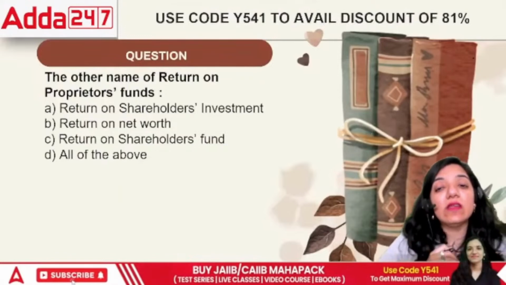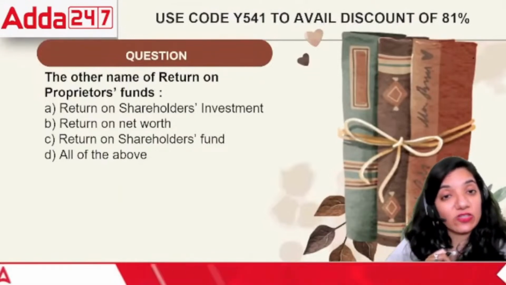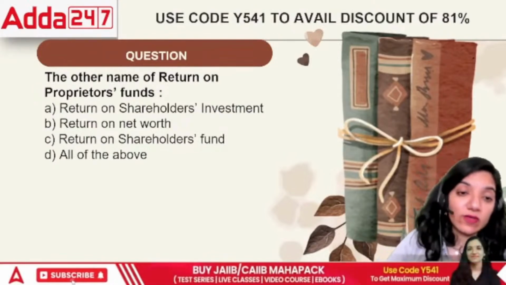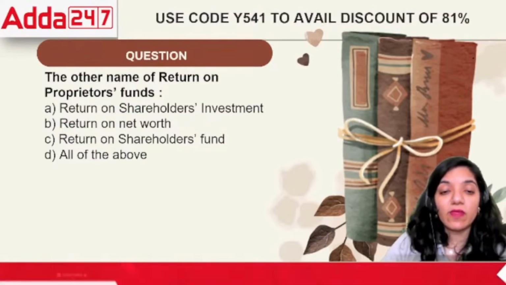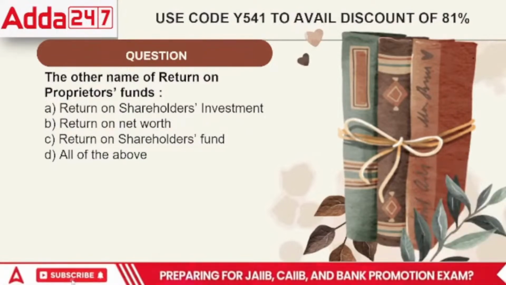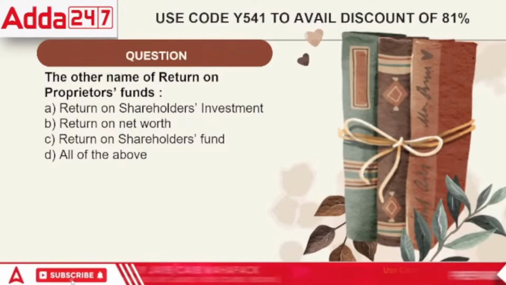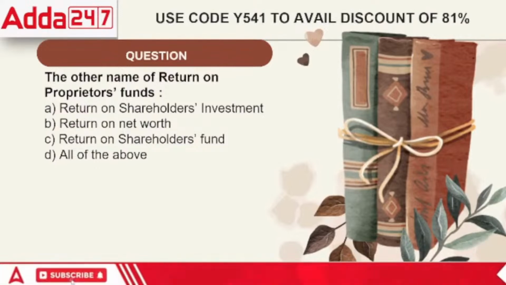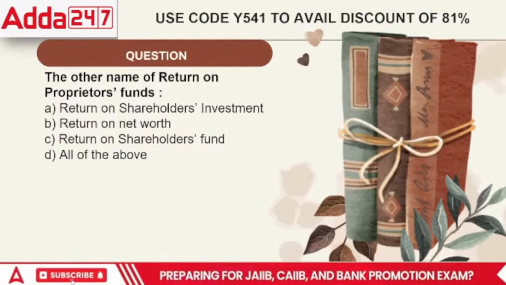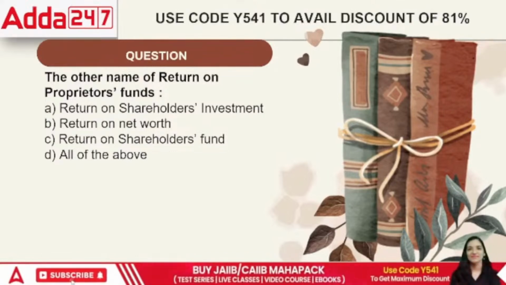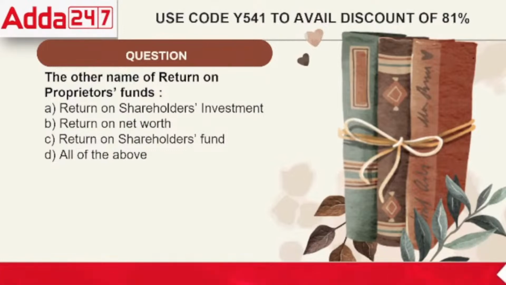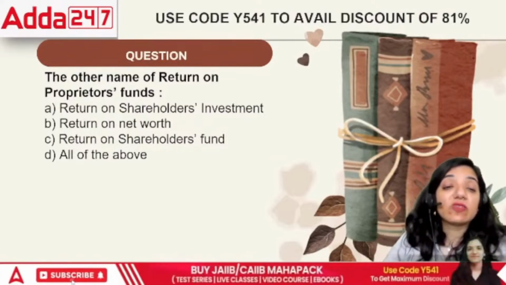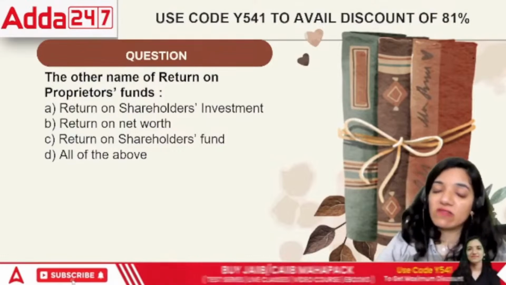Next question. The other name for return on proprietors funds is return on shareholders investment, return on net worth, return on shareholders funds, or all of the above. What's the correct answer, everyone? Proprietors funds is whatever the businessman has invested in the business, and what is the return he's getting. First one is shareholders investments, it's the same point.